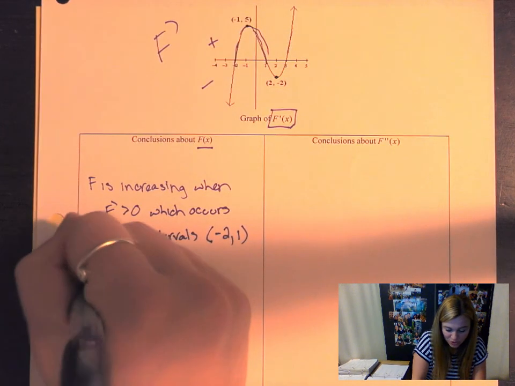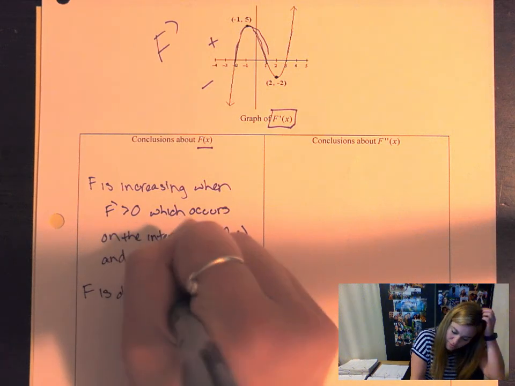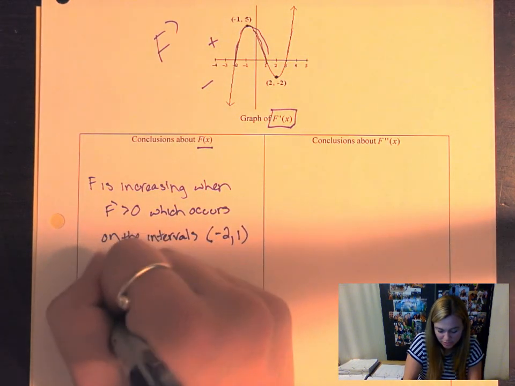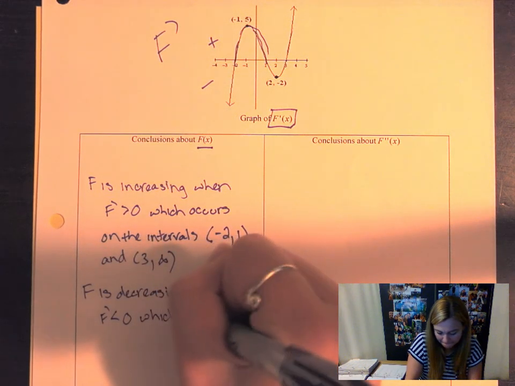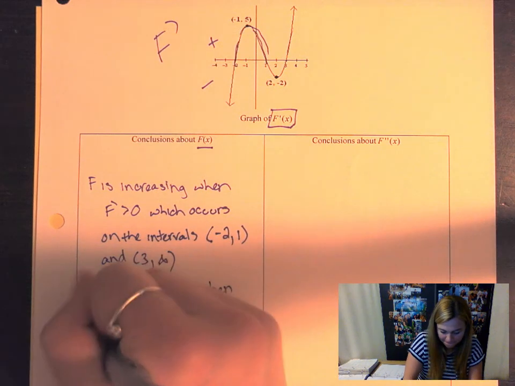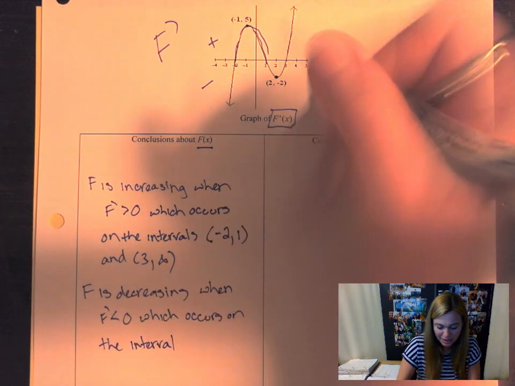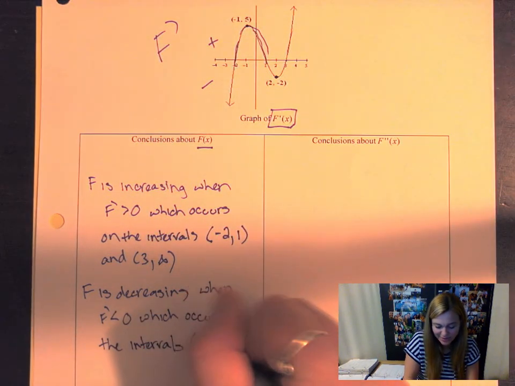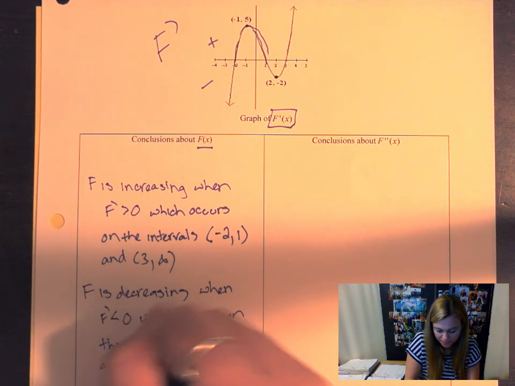Likewise, f is decreasing when f prime is less than 0, which occurs on the intervals. I'm looking anywhere below the x-axis, so negative infinity to negative 2, again an x value to an x value, and 1 to 3.